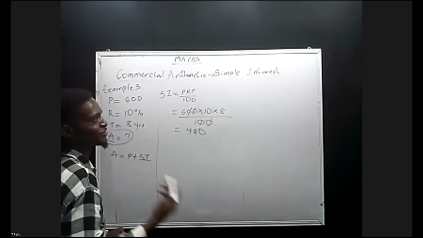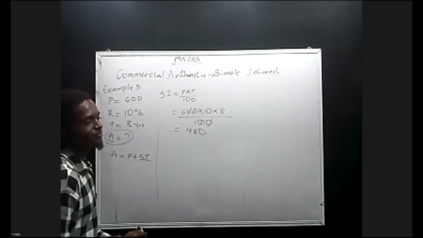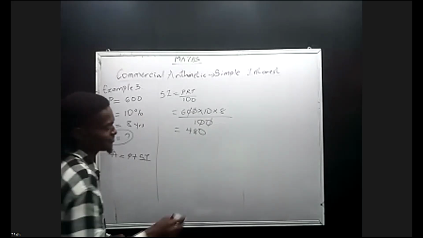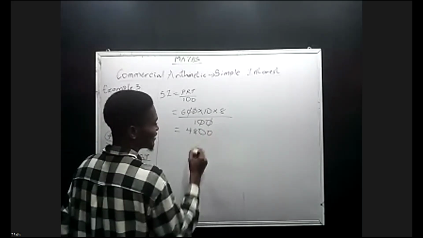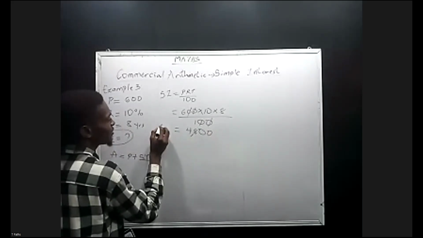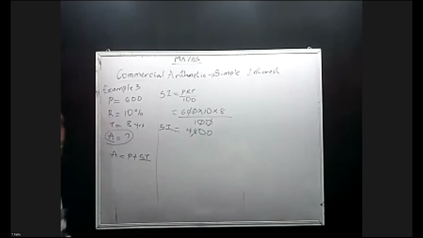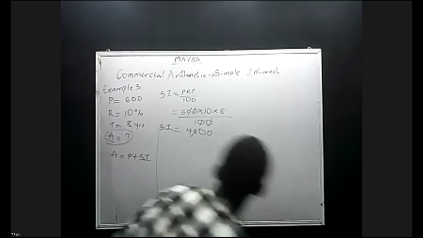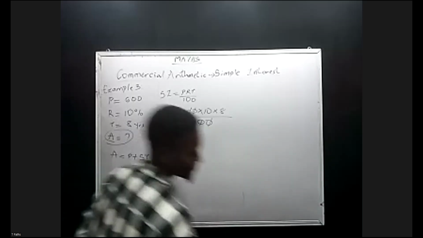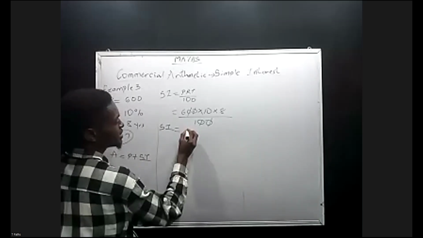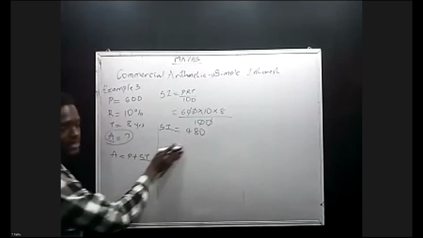Is it 480 or 4,800? I see the same thing as 480. It's 480. Simple interest, now we have got 480 times 10.